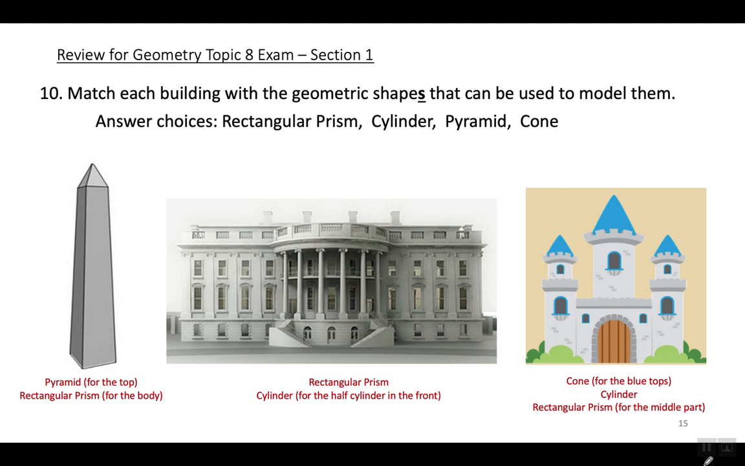Hopefully you should find that easy. I think that's really easy. Nobody should have an issue with that, as long as you remember that, again, it's geometric shapes. It's plural. There's more than one shape for each one. That's the main thing to remember.